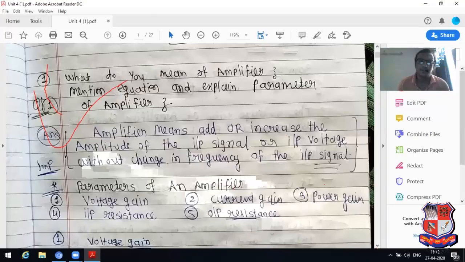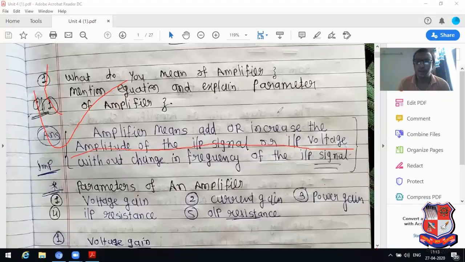Read this very carefully. Amplifier means to increase the amplitude of the input signal without change in frequency. So it is known as one type of amplifier. Amplifier means increase the amplitude of input signal.